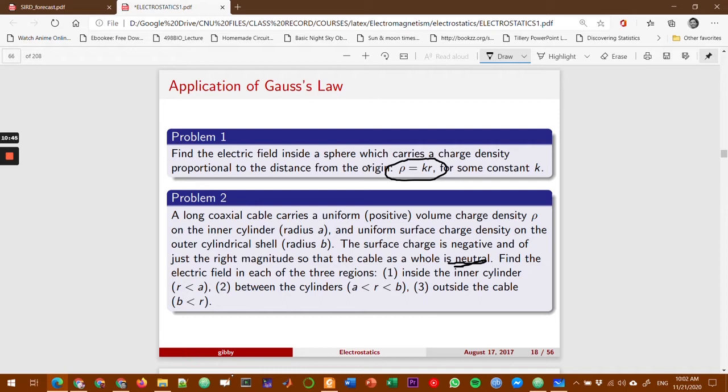First is inside the cylinder, that would be R less than A. Second is between the cylinder, R is between A and B. And then we have outside the cable, so R should be greater than B, or B is less than R. So let's do this.